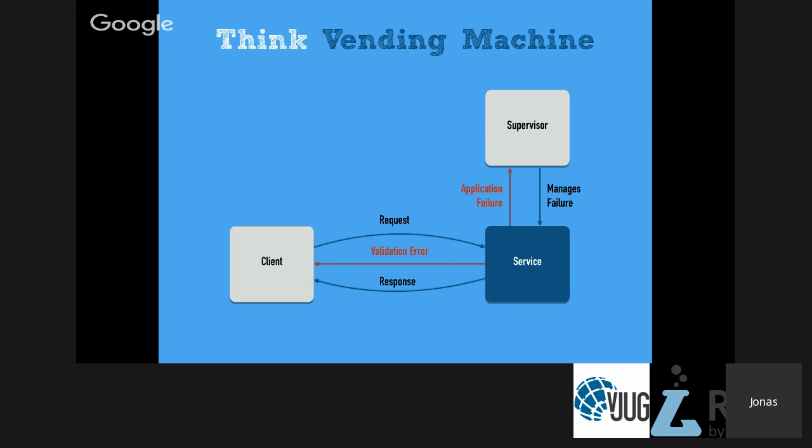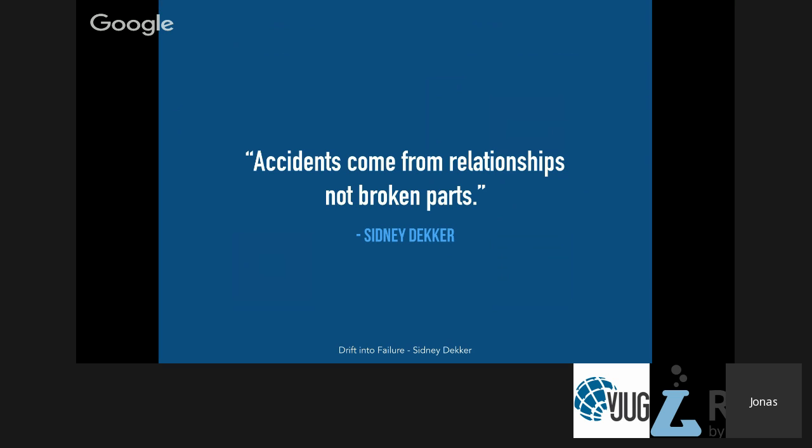So this request can, in the best of worlds, perhaps even be retried for him, and he will get his response. I really believe that this is the way we should fully embrace and design systems. And Sidney Dekker again said that accidents come from relationships, not broken parts.